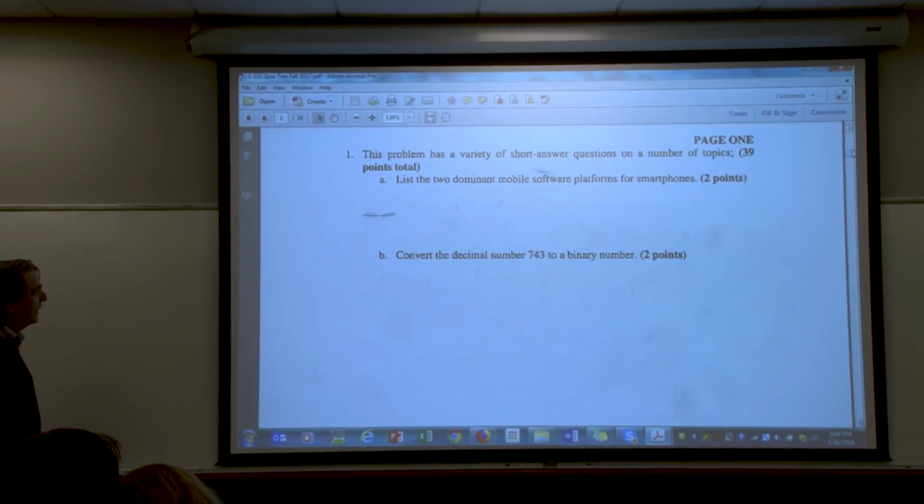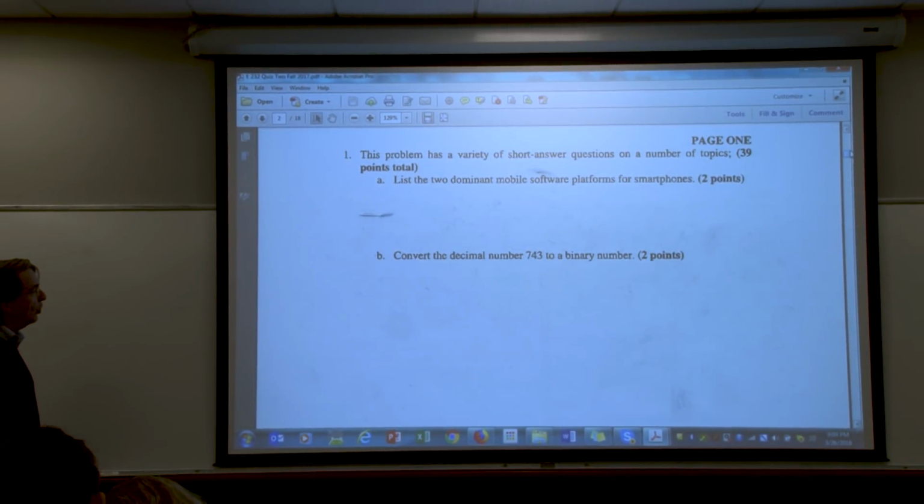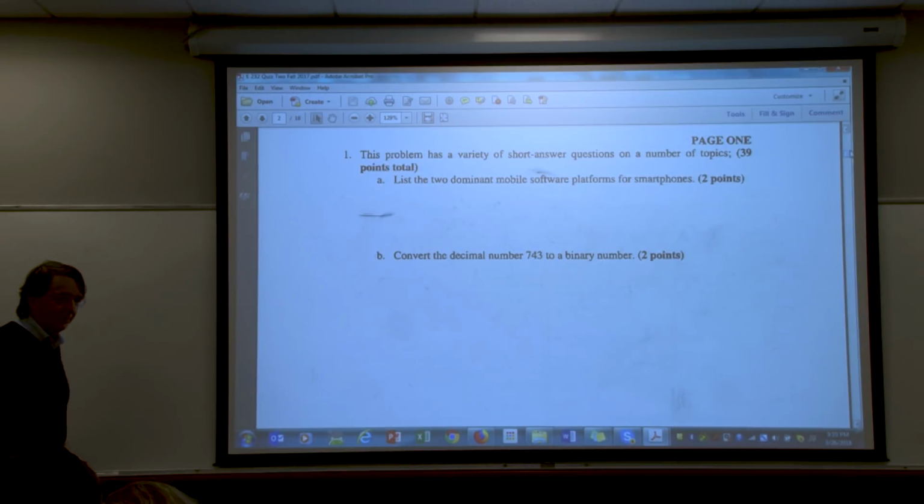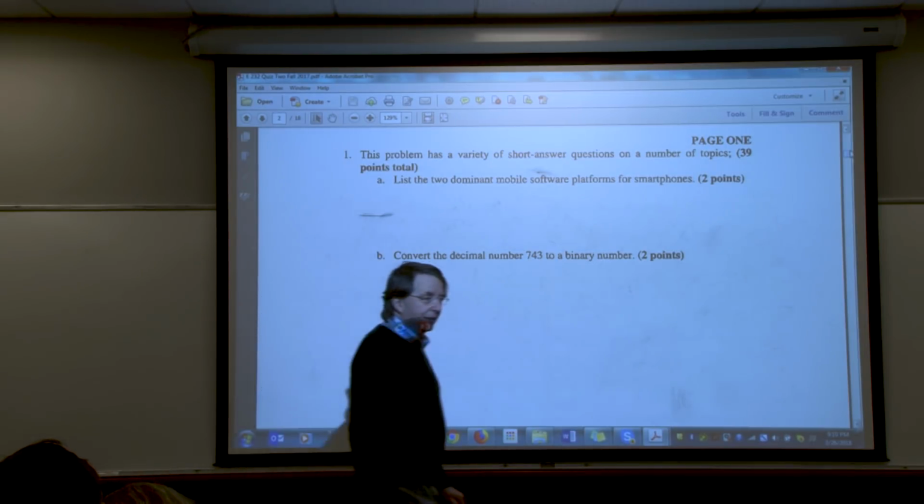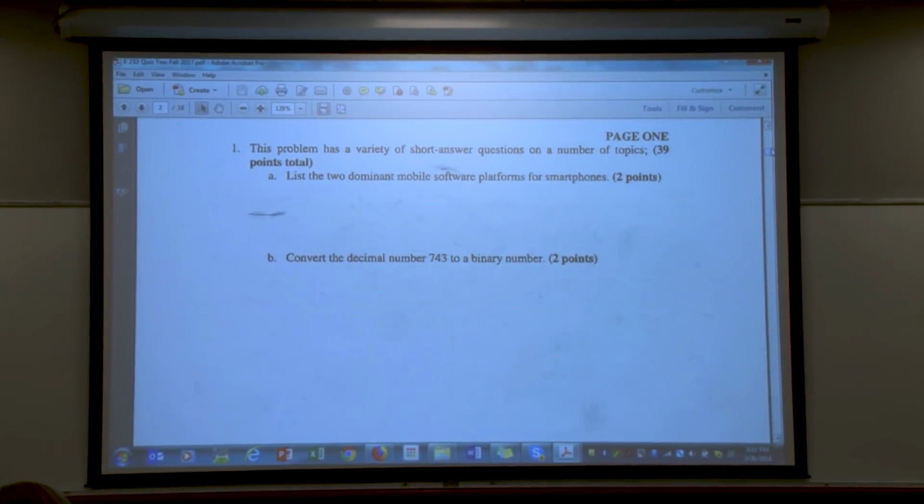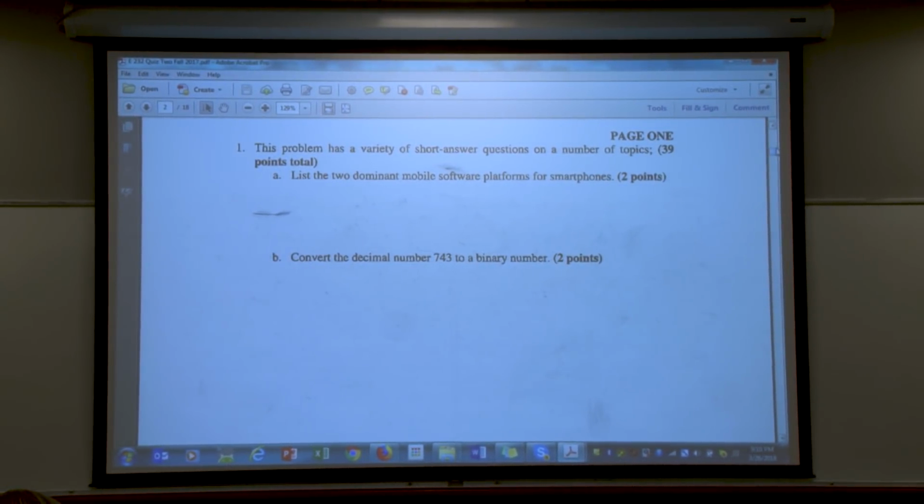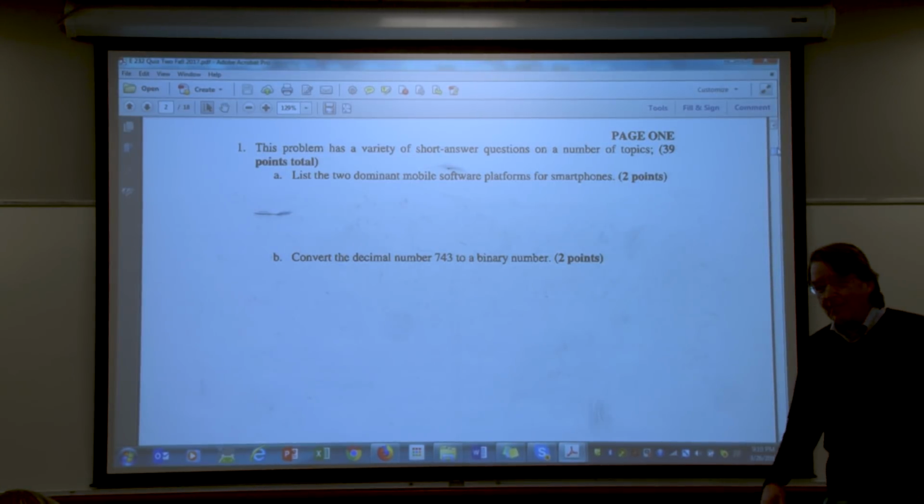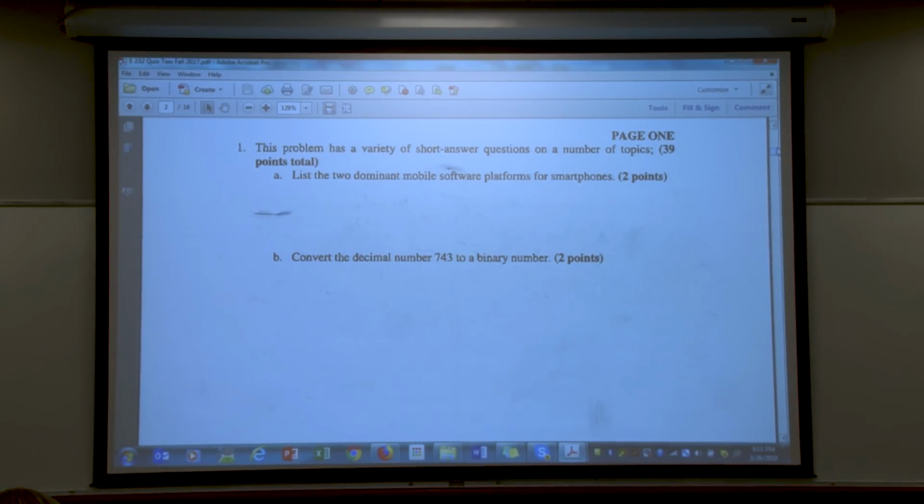So we'll start off. List the 2 mobile software platforms that are dominant. Apple's iOS and Google's Android. Very good. Excellent. By the way, this exam and its solutions are posted. So the 2 dominant software platforms are Google's Android and Apple's iOS.